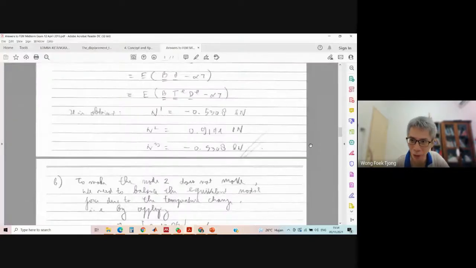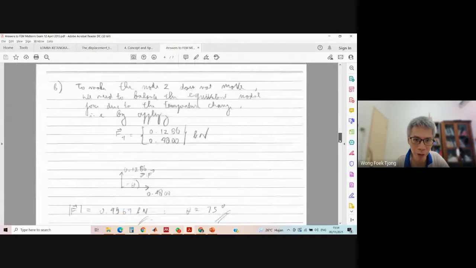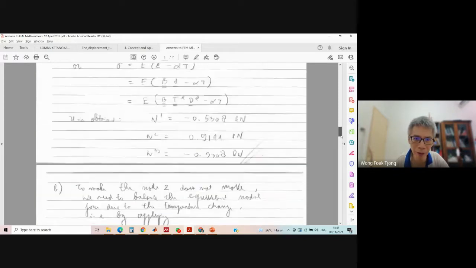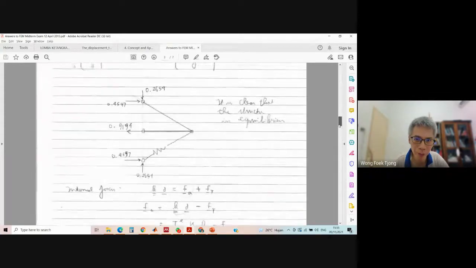Okay, let's go. Stick to the second one. To make node 2 not move, we need to balance. Or maybe here I use a different approach. Not to apply the support, but to apply a force to balance the equivalent nodal force due to the temperature change. Okay, it means initially we have this one, right? Equivalent nodal force. Which one?